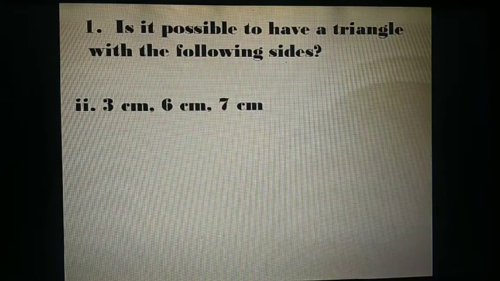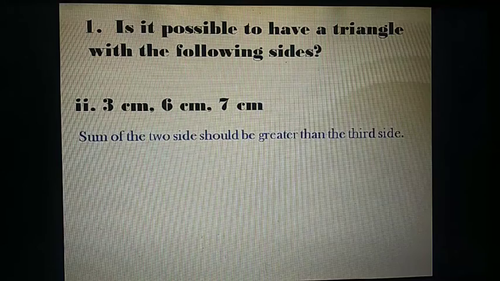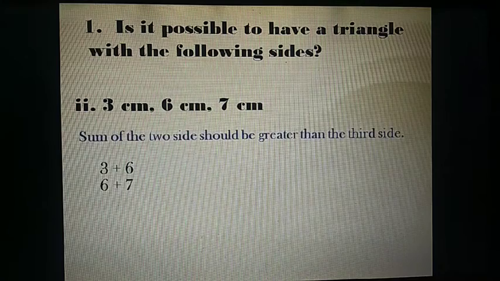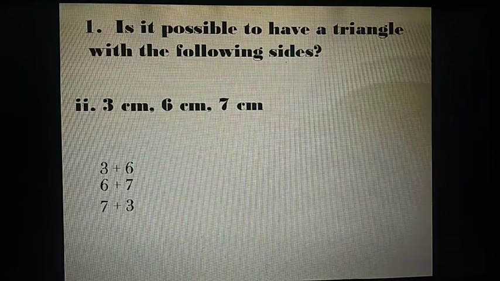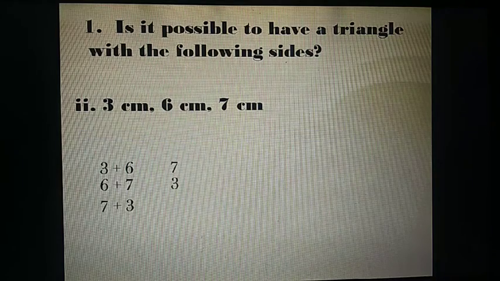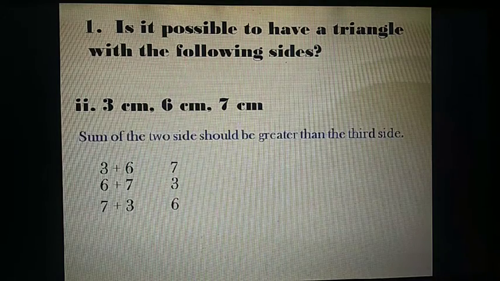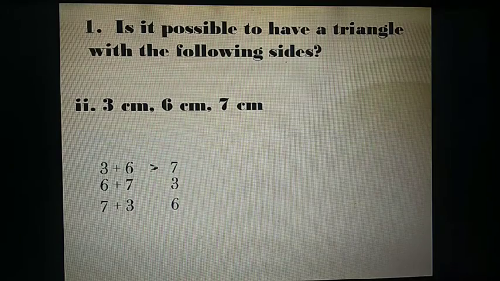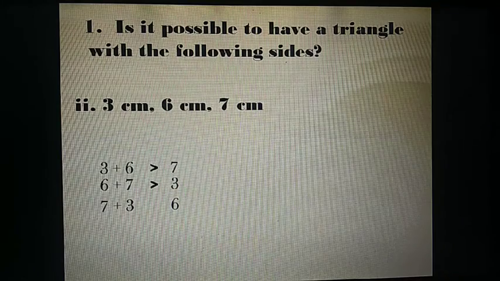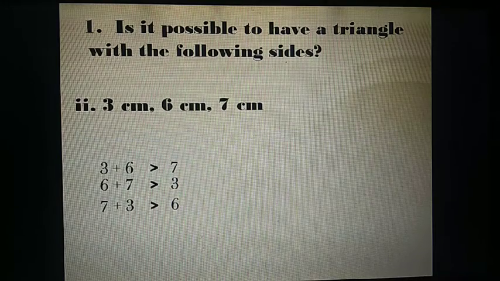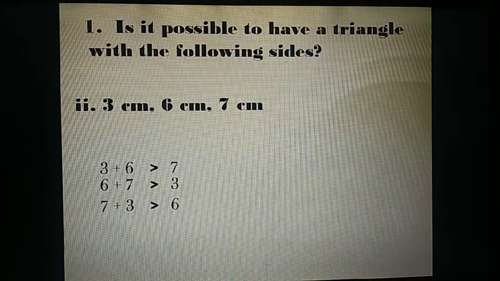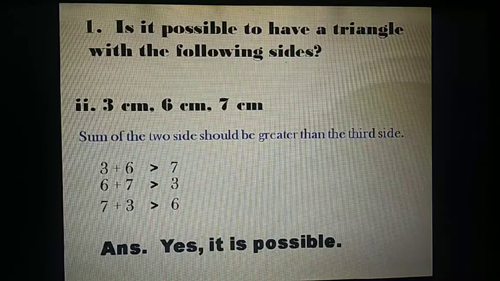Using the next combination, again the same property. First pair is 3 plus 6, next is 6 plus 7, next is 7 plus 3 or 3 plus 7. The third side left in each case is 7, 3, 6. Now first 3 plus 6 is greater than 7, next 6 plus 7 is greater than 3, next 7 plus 3 is greater than 6. In all the conditions you are getting greater, so it is possible.